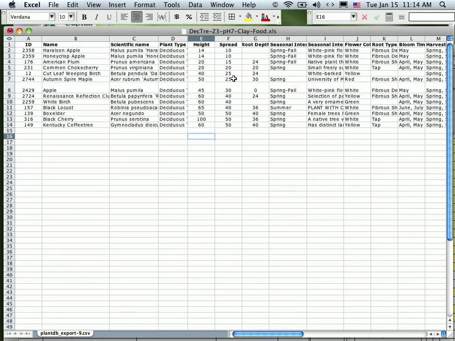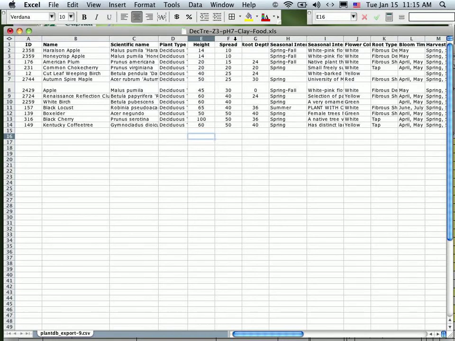And there you go. So the Harrelson apple has a spread of 10 feet, American plum 15 feet, 20 feet for the choke cherry, the birch, the maple, all the way up to the Kentucky coffee tree, box elder, black cherry that have a 50-foot spread. This is at maturity, and these are in feet.